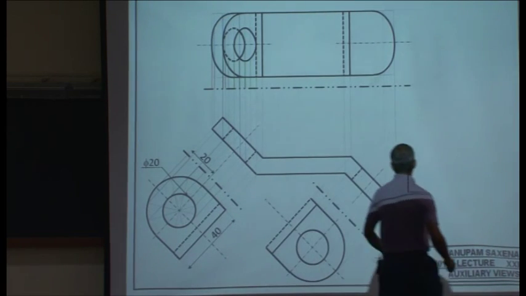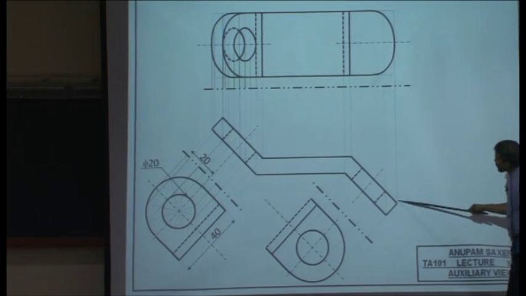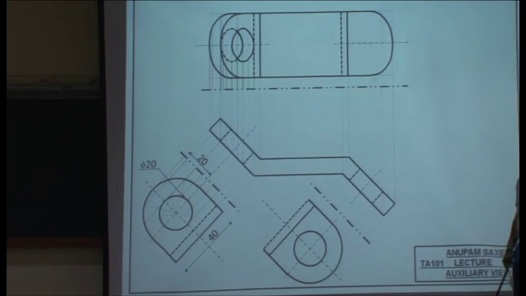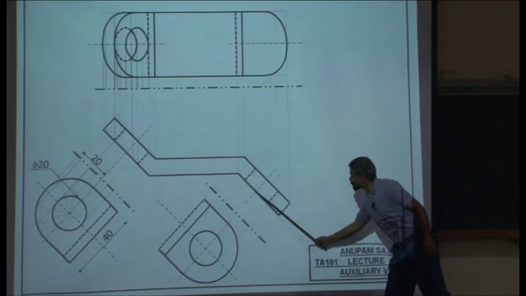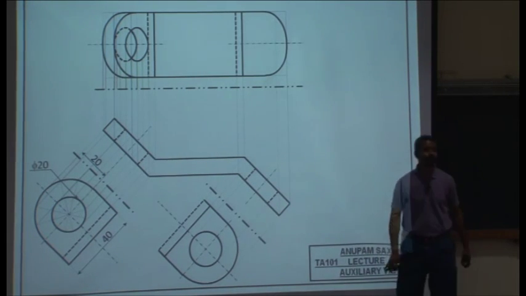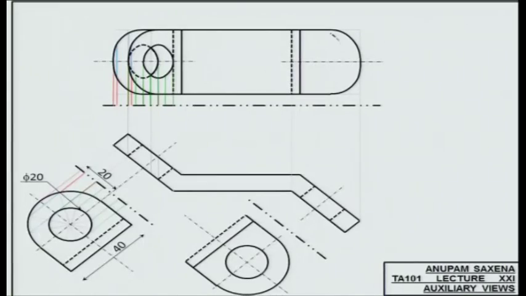Now, this part of the arc is going to be visible. This arc on the top face is going to be visible. How about the bottom face? The arc corresponding to the arc lying on this face is not visible; that'll be hidden.